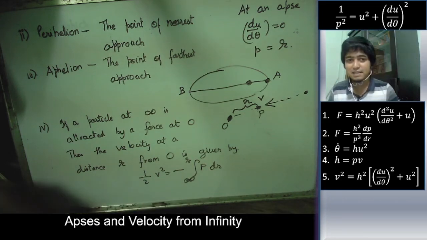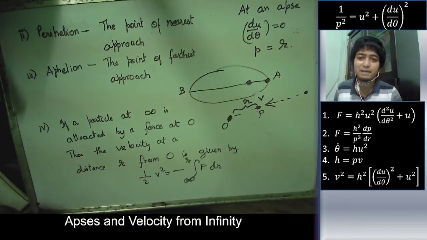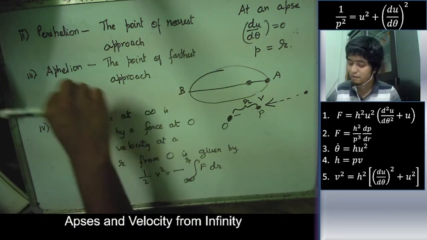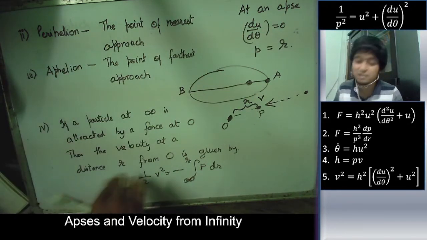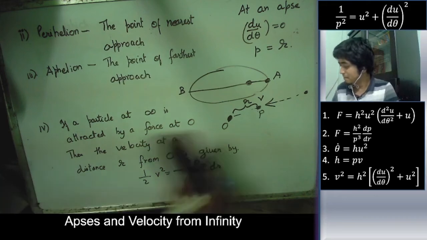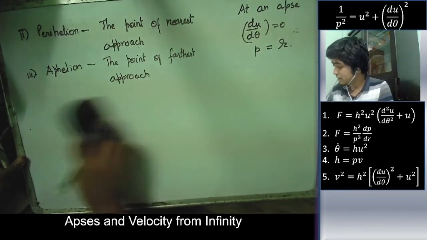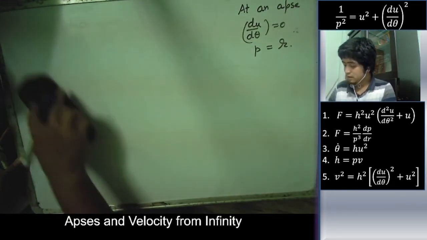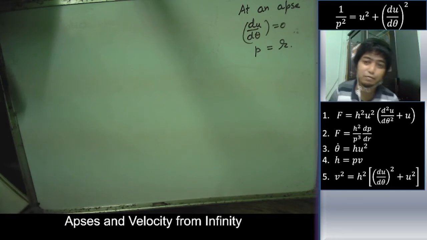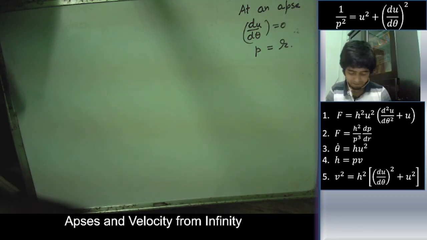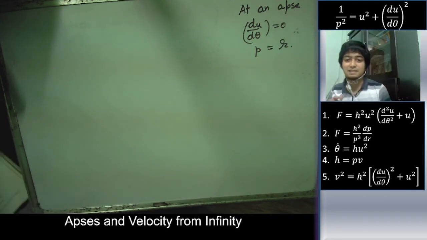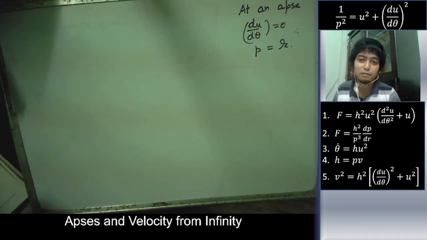So with this being said about apses and velocity from infinity, let us try to see an exercise, maybe involving only apses first. Then we will do an exercise involving velocity from infinity another time. And one thing, whenever you try to do these exercises, let me see an exercise from the book.